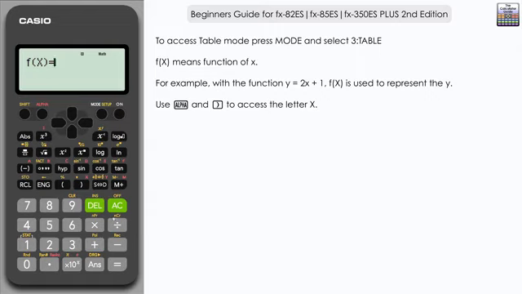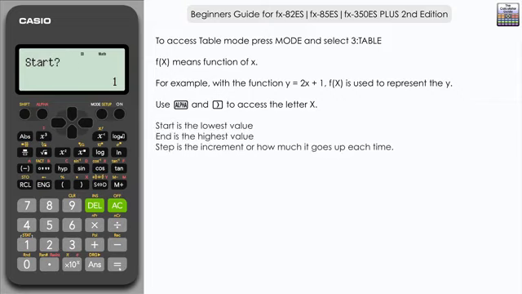So let's input our function 2. We want to access x, so it's alpha x plus 1 equals. Now start is the lowest value that we want our x to be to input it. Let's go for -10 to 10. You don't want to make this too large. The calculator only has memory to do so much. And then the step is basically the increment, how much it goes up each time. So let's stick to integers, so that's a step of 1, so it will increase by 1 each time.